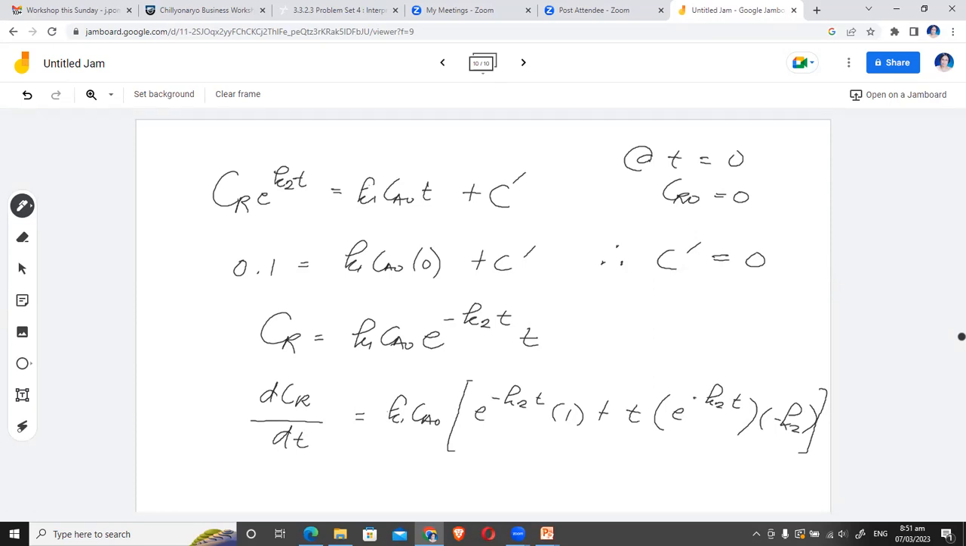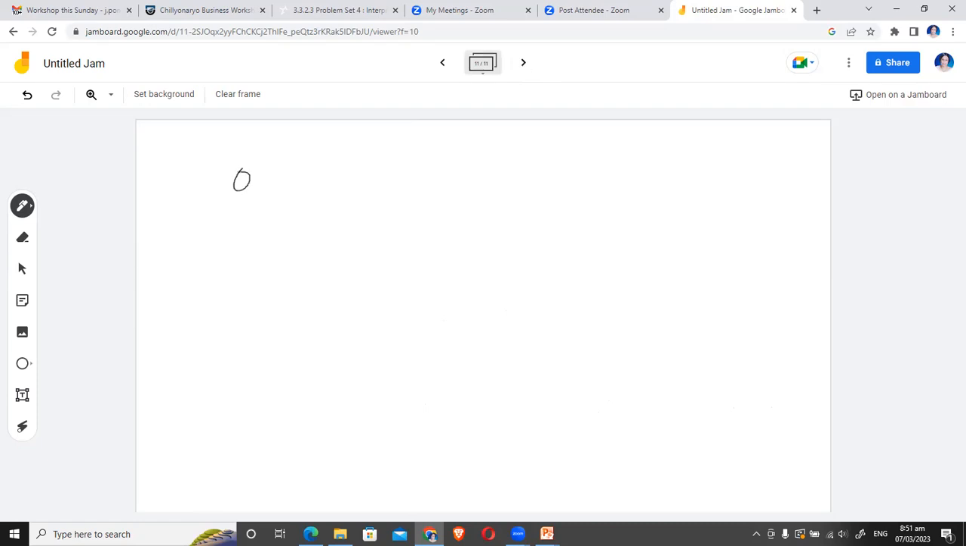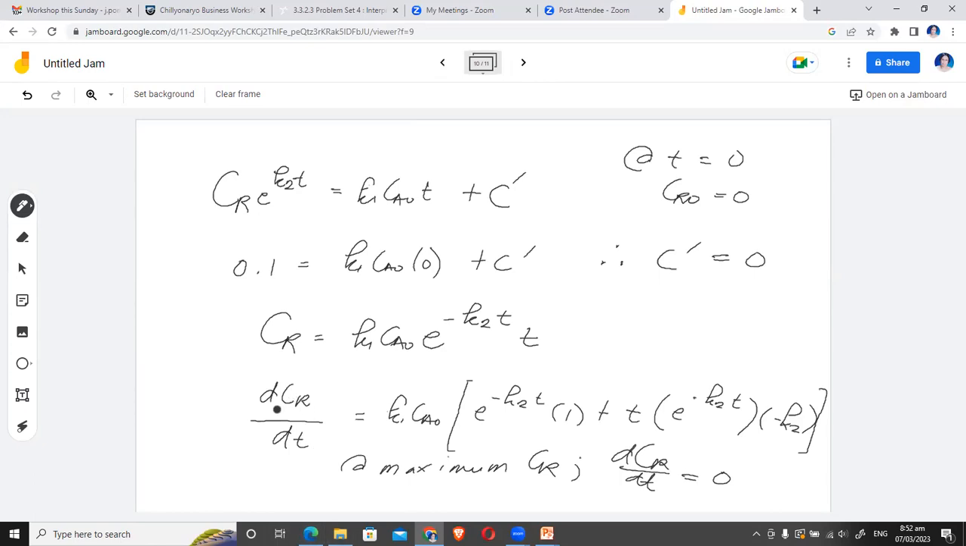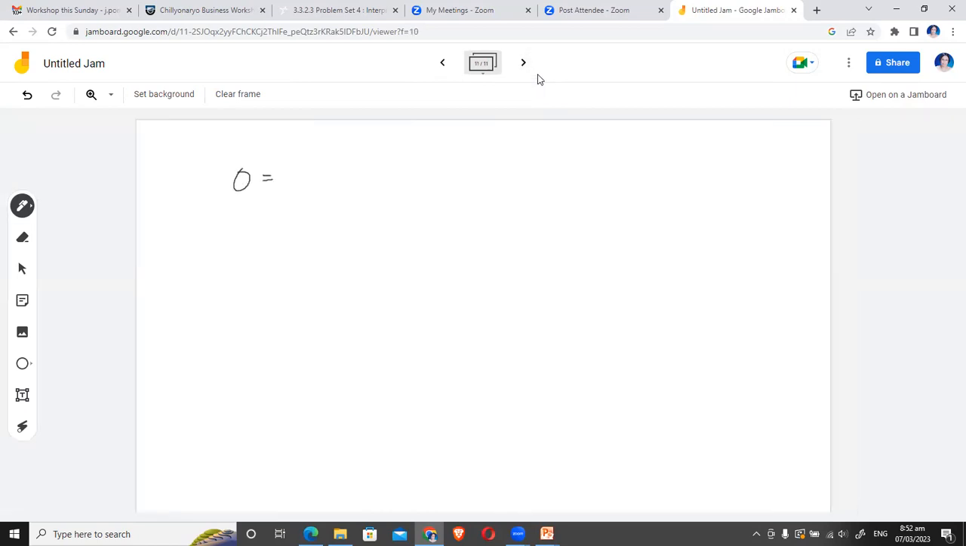Maxima, minima. And then according to that, at maximum C sub R, dCr/dt is equal to 0. So we zero the left side. So 0 is equal to... now if I'll have this 0, this could be placed in here. So that would also be 0, right? So this negative that I have, I'll place here on the left. So k sub 2t, I'll write it as positive.